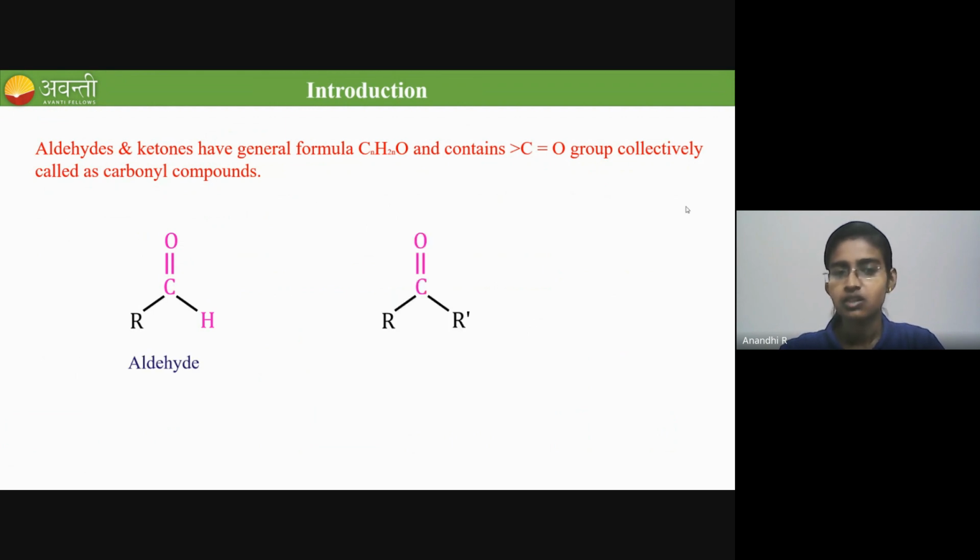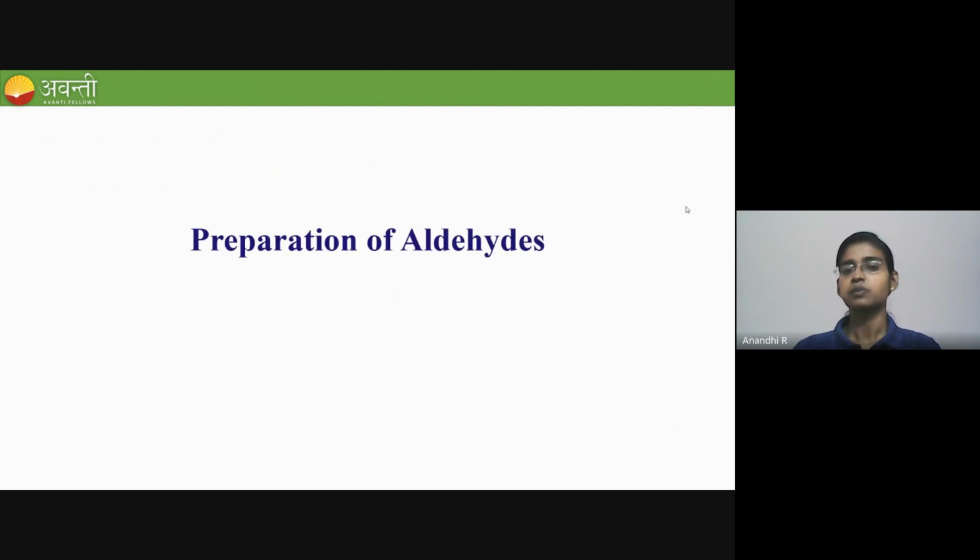And in the other compound, on both sides we have an R group. What is R group? It is an alkyl group, right? On both sides we have the alkyl group, so it can be methyl, ethyl, propyl, etc. If both the groups are alkyl groups, then it is termed a ketone. So today we are going to see about the CHO and COR compounds in this class. Okay, let's start with the preparation of aldehydes.